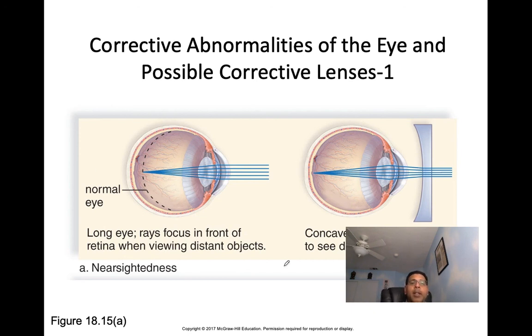So first we'll look at nearsightedness. Now in nearsightedness, we said the eye is going to be long. With the eye being longer, this causes the rays to focus in front of the retina when viewing distant objects versus on the retina. So here then, with a corrective lens, a concave lens, this is going to diverge light a certain way, and this will allow the focal point to be restored on the retina, allowing the subject to see distant objects.